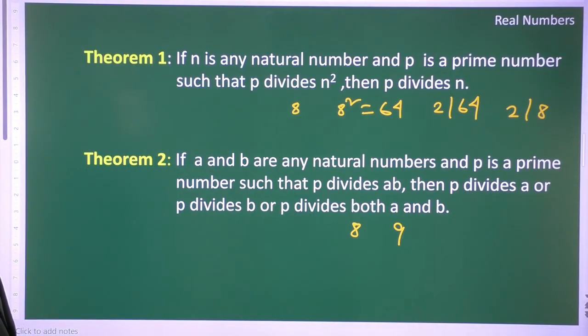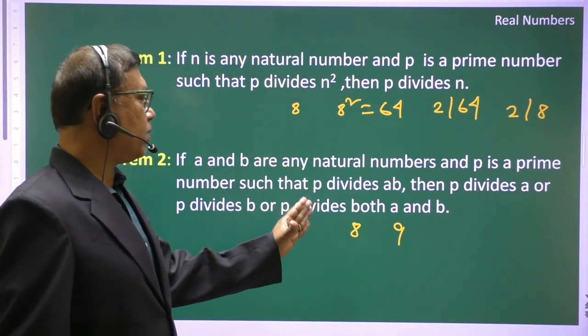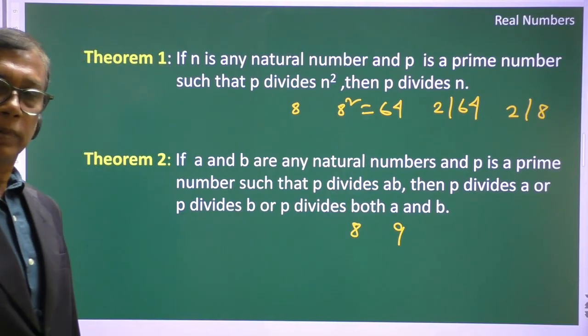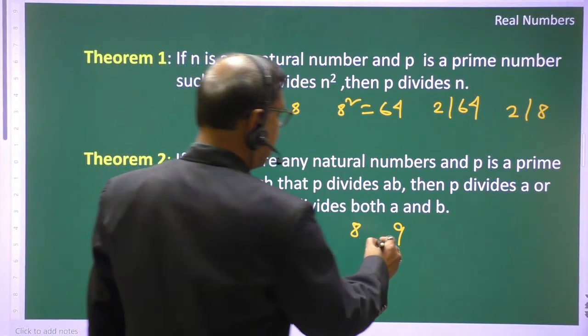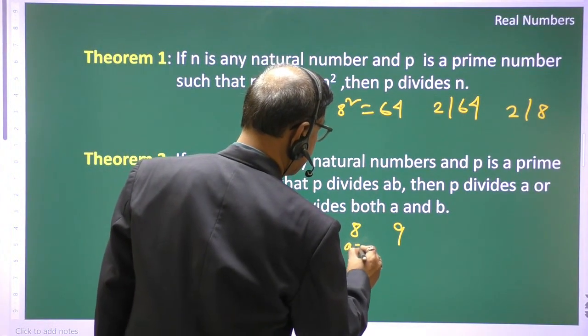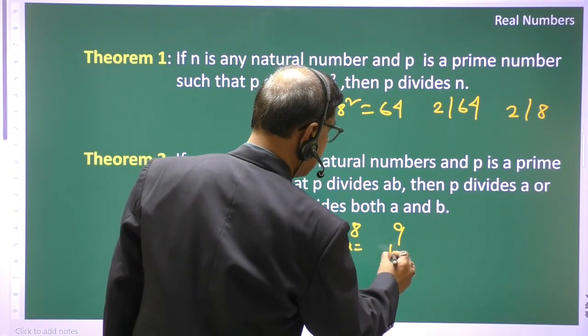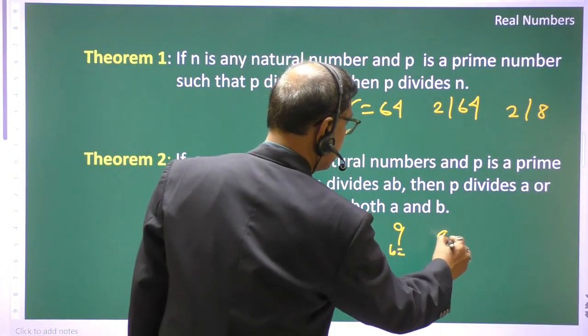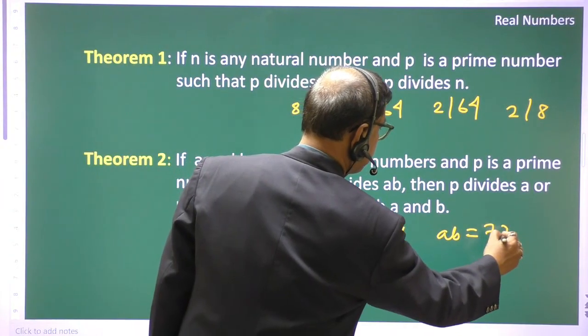Now we have to find out a prime number p which divides ab. So what is the ab value? Here a is 8 and b is 9. So ab equals 72.